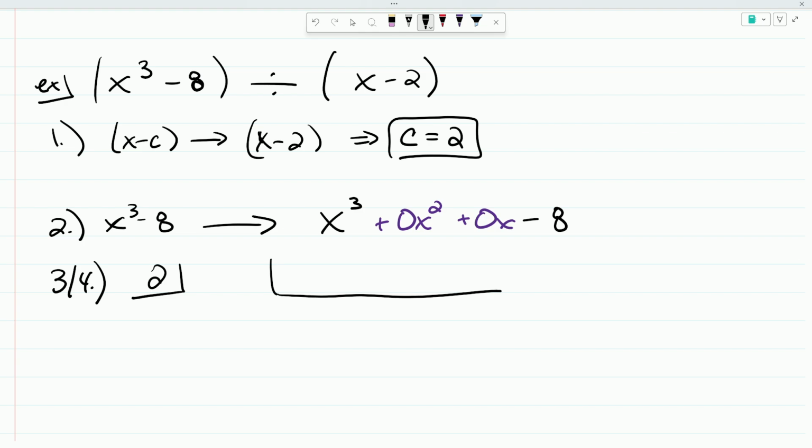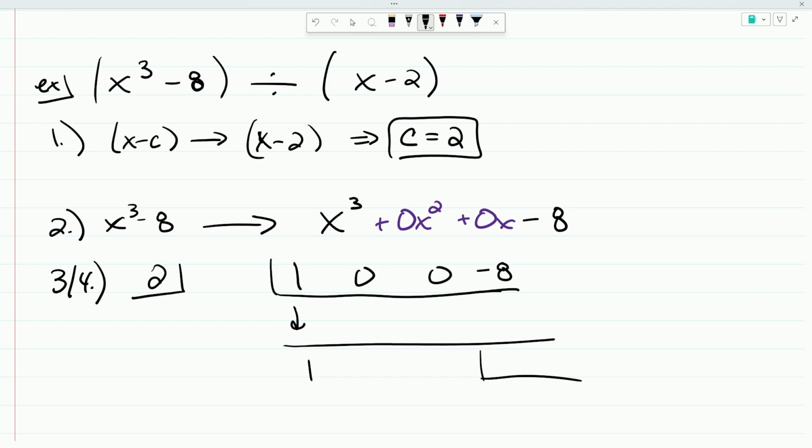Everything in black is kind of like mechanical at this point. 1, 0, 0, -8. Bring down the first term. Right remainder. In red is going to be me actually doing it now. So 2 times 1 is 2. 0 plus 2 is 2.